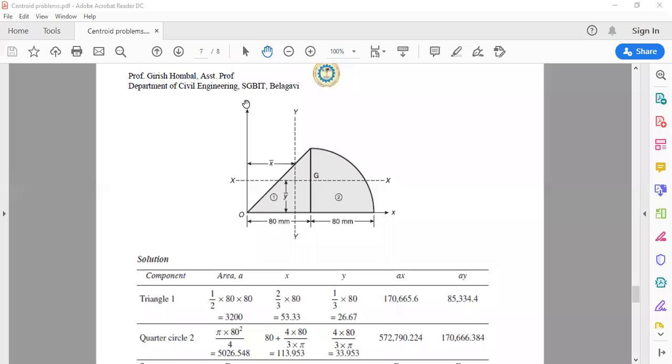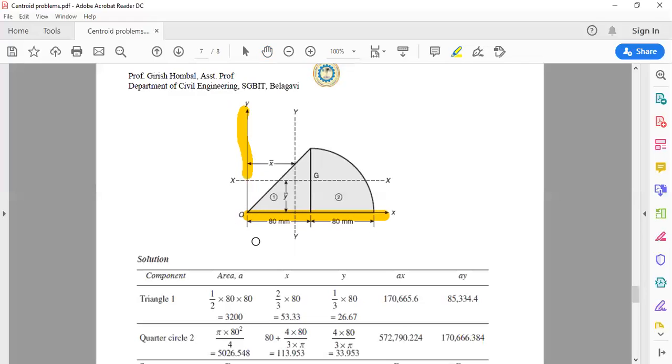So in this problem, as you can see, the section is a combination of a right angle triangle along with semicircle. Now, we have divided the given section into two different diagrams. That is, one is a right angle triangle and the second one is a semicircle. So we can see that we have the reference y-axis and you have the reference x-axis, with respect to which we are going to find out the CG.